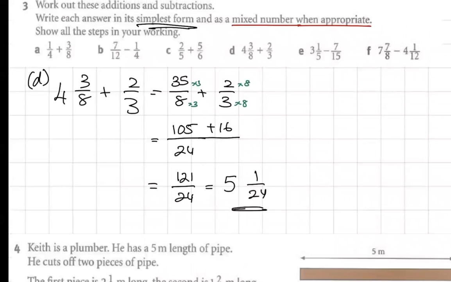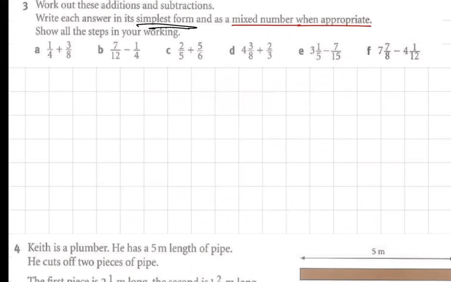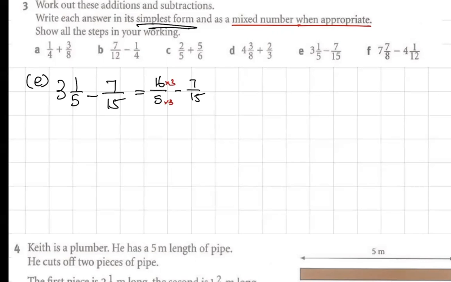And let's look at question E. 3 and 1 over 5 minus 7 over 15. Change it to improper fraction first. We get 16 over 5 minus 7 over 15. Then we only change it to common denominator. Then the common denominator can be at the bottom here. 16 times 3 is 48 minus 7. 41 over 15. Change it to mixed number. 2 and 30, get 11 over 15.